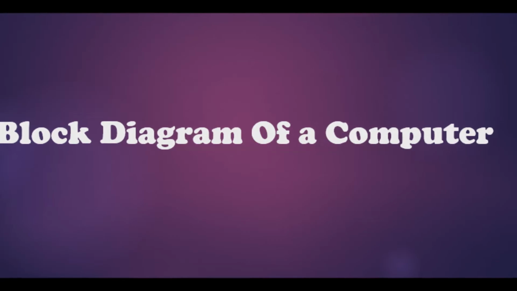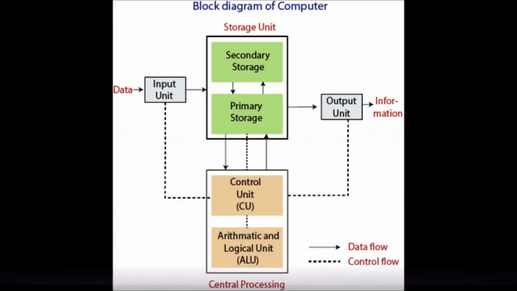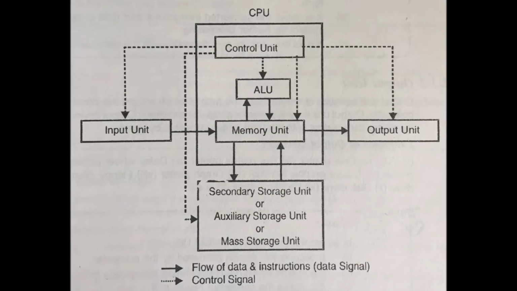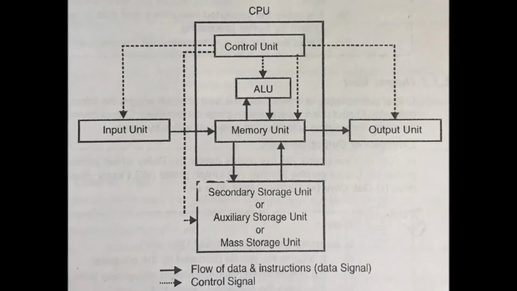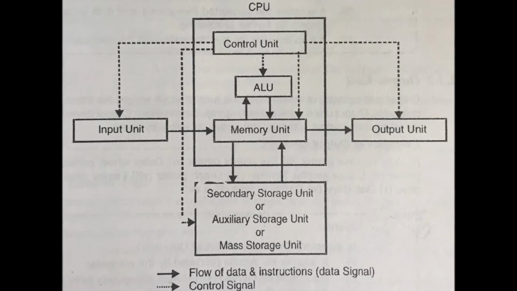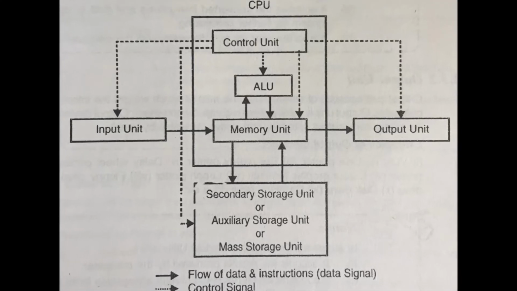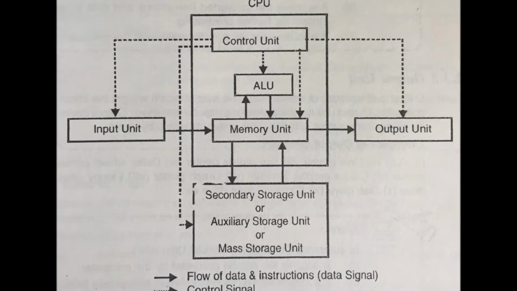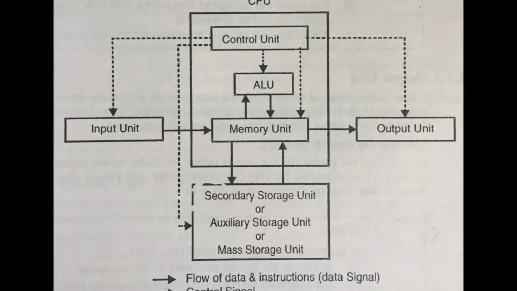So what's a block diagram? It's a diagram in which the principal parts or functions are represented by blocks and there are connecting lines that show the relationship of the blocks. In the diagram presented in front of you, please observe the dotted lines which depict how control flows between components and the straight lines which describe the data flow.